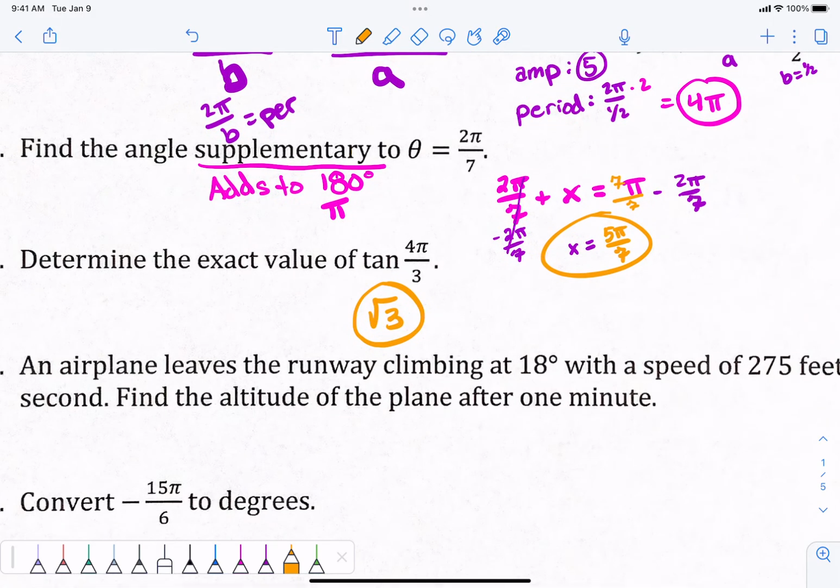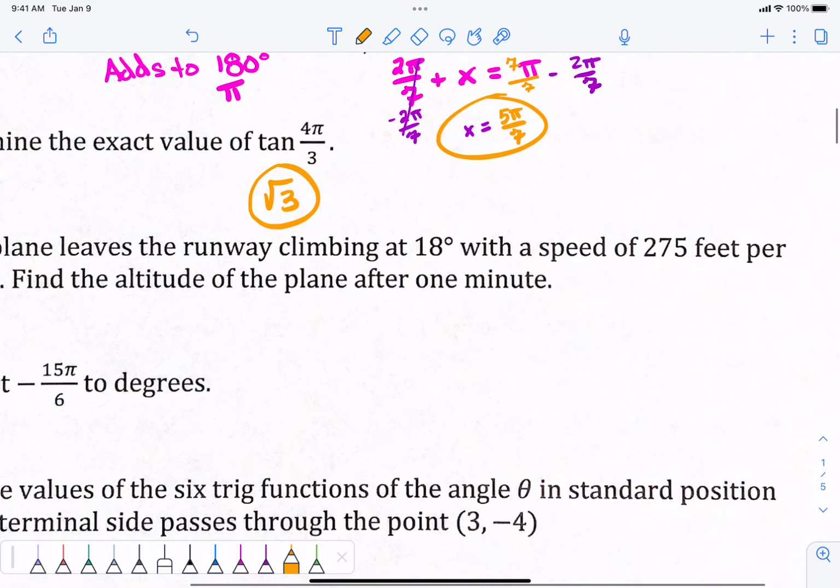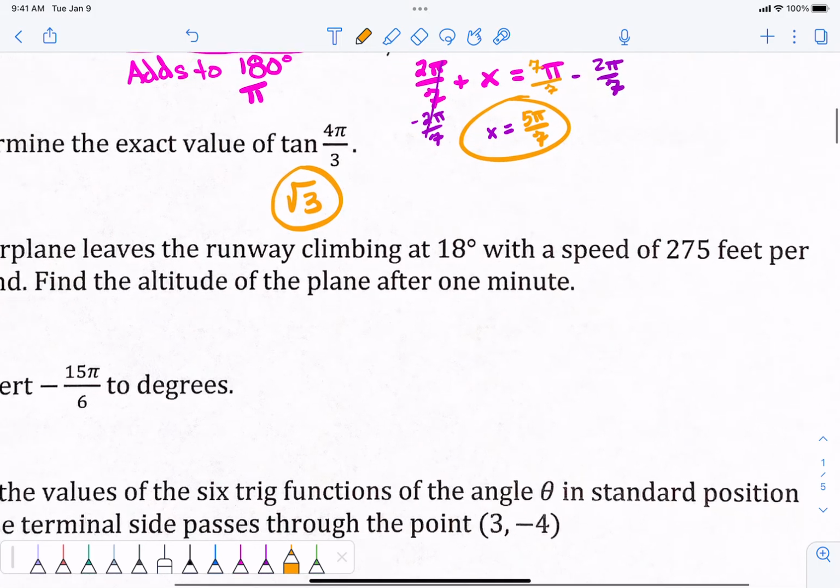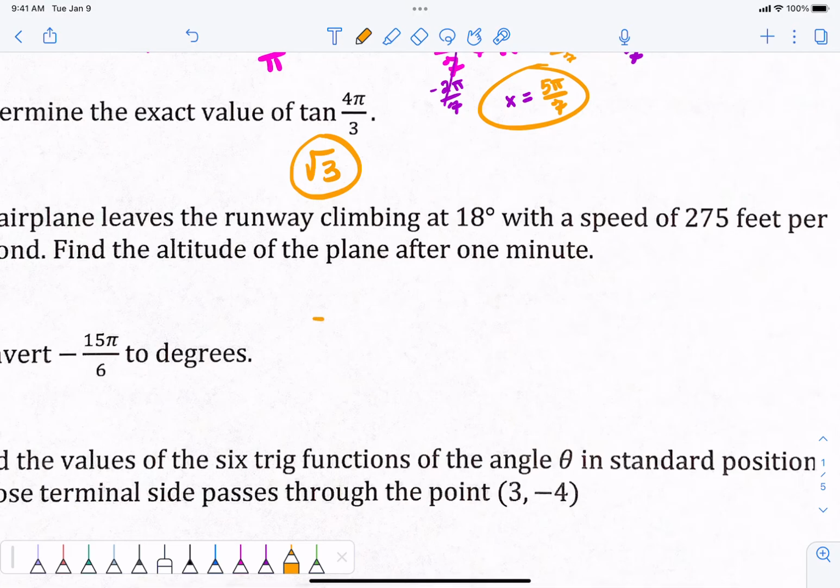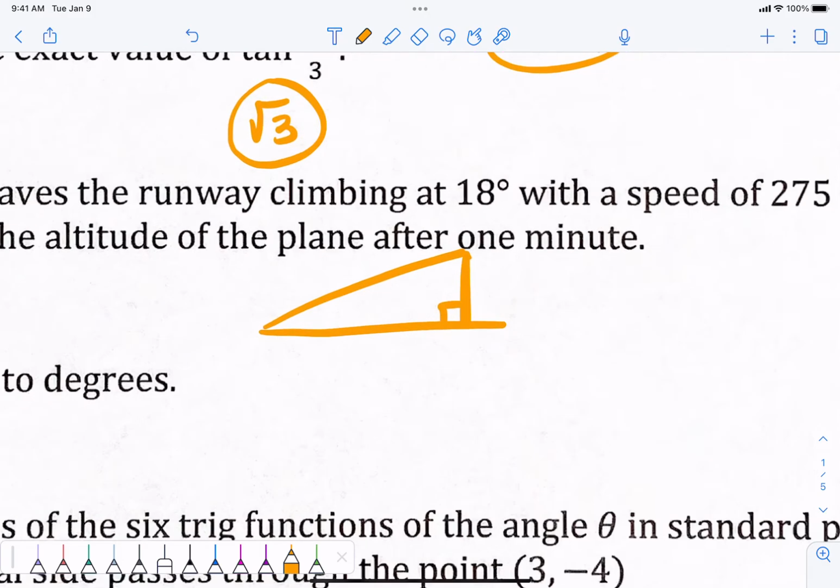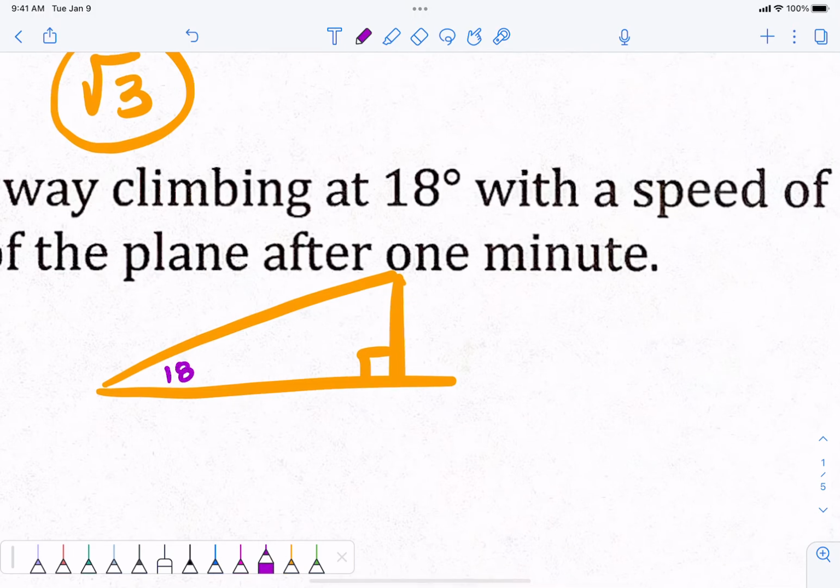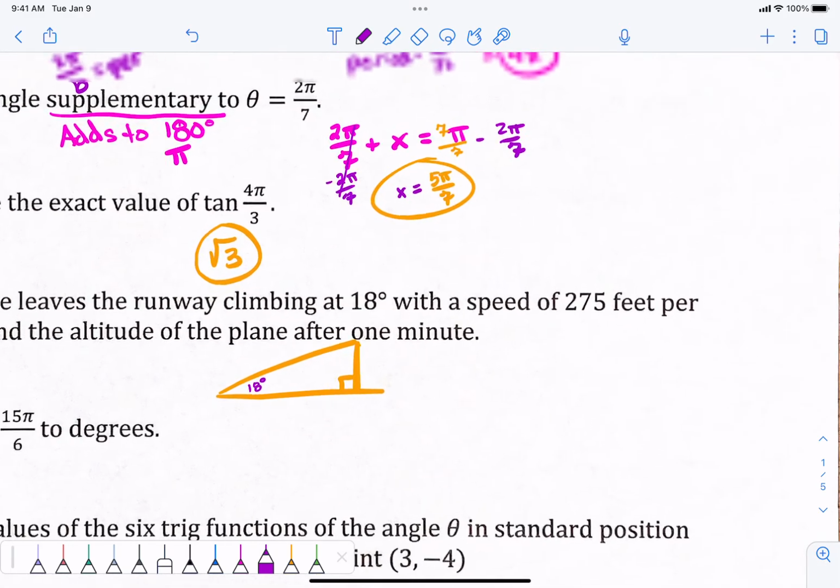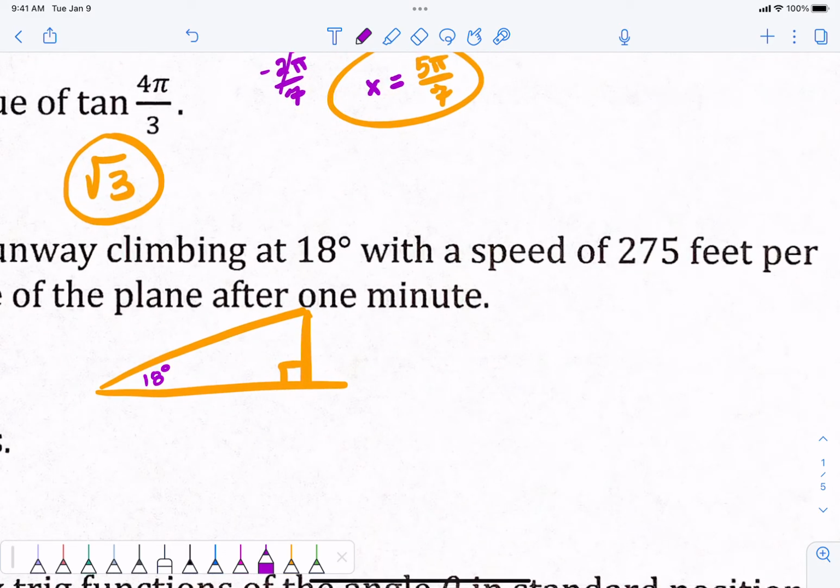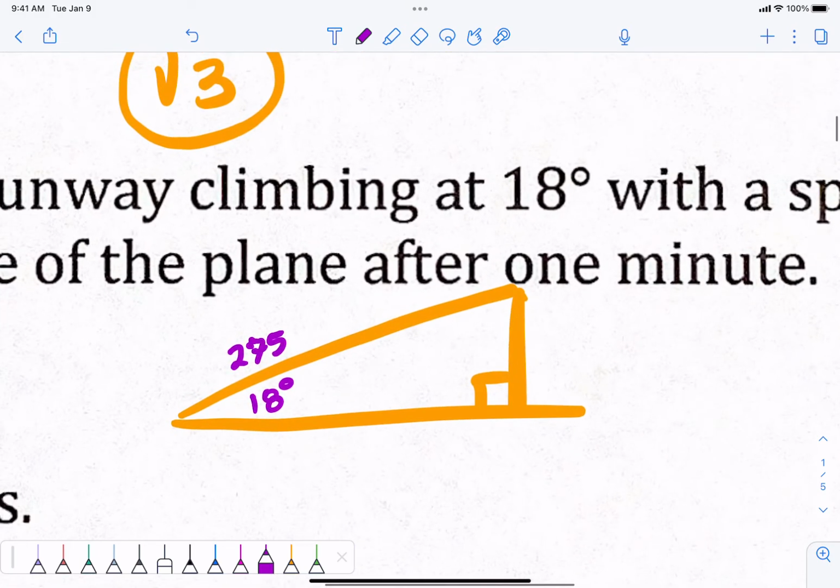An airplane leaves a runway climbing at 18 degrees with a speed of 275 feet per second. So we've got a right triangle going on. This is right triangle trig. Where does the 18 go? In the bottom left corner. 18 degrees. At a speed of 275 feet per second. So 275 goes here, but that's feet per second. We want to know after 1 minute, so be careful with that.